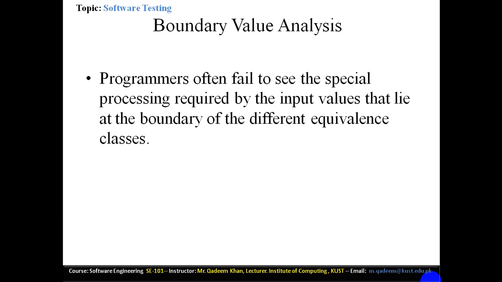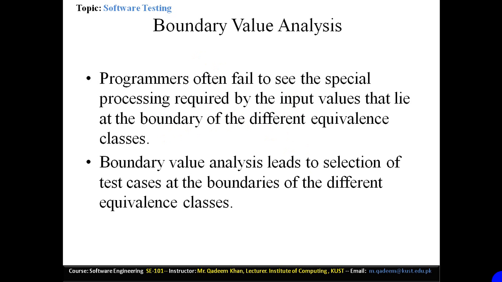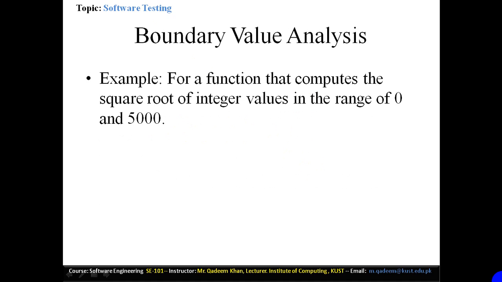The second method is called boundary value analysis, which is one step up from equivalence class partitioning. In boundary value analysis, we define the special boundaries of the values as well, with the one less than and one greater than values. Because here we define more exhaustive testing, boundary value analysis is better. Boundary value analysis leads to selection of two test cases at the boundaries of the different equivalence class partitions.